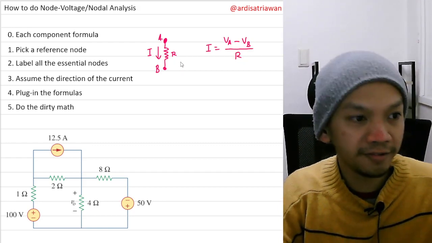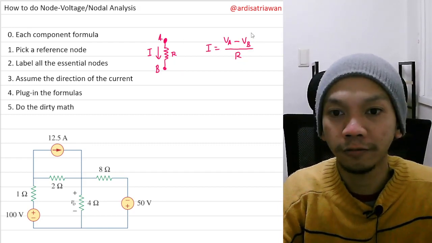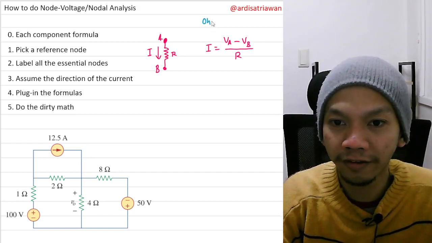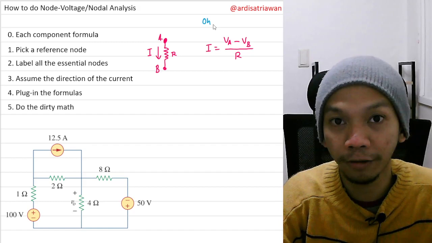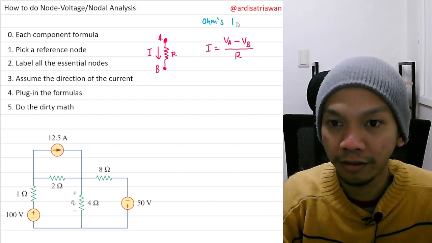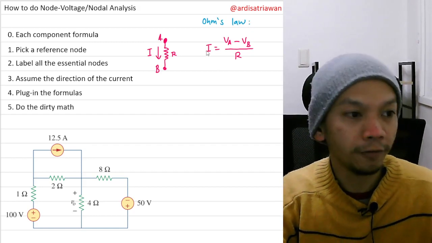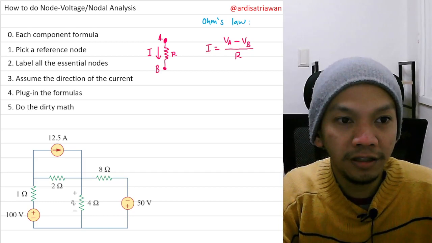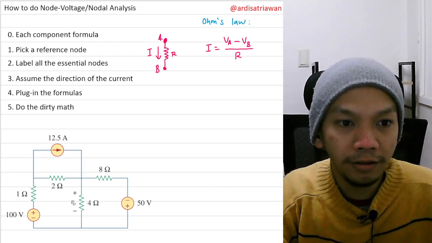So this formula is called Ohm's law, right? We usually know the formula of Ohm's law is just V is equal to I multiplied by R, but this is a more detailed formula. So we have Ohm's law here, and then the second component that we need to know will be a current source.